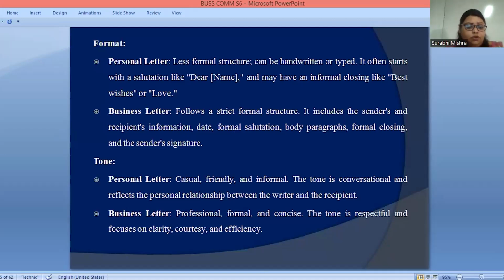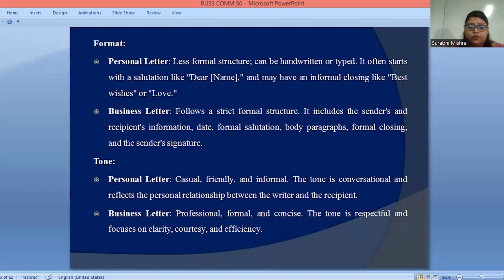But when we talk about business letters, there is a strict formal structure. It includes the sender's and the recipient's information, date, formal salutation, body paragraphs, and formal closing. A business letter requires the formal standard operating format. So from opening till closing, it has to be in a proper format, from salutation, from introduction till the sender's signature, right?